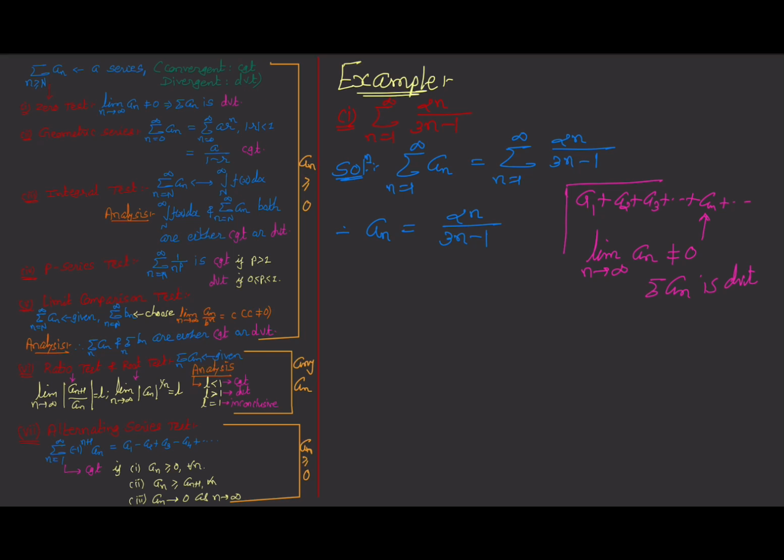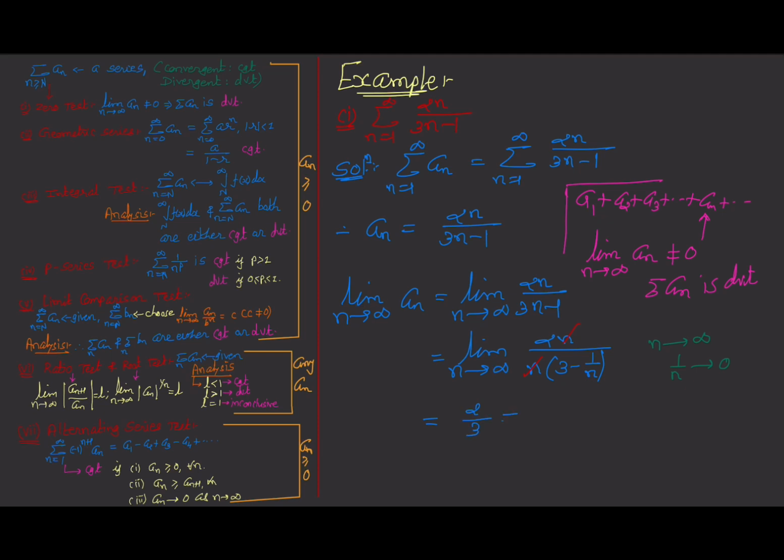When I apply the limit, the limit as n tends to infinity of a_n is equal to the limit as n tends to infinity of 2n upon 3n minus 1. This is equal to the limit as n tends to infinity of 2n divided by, if I take n common, in the bracket I have 3 minus 1 upon n. You can cancel out this n and this n. And you also know that when n tends to infinity, 1 upon n tends to 0. And therefore, this will become 2 divided by 3.